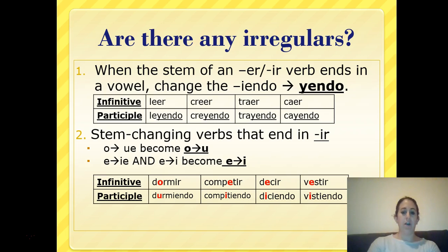So those are our IR verbs. AR verbs that stem change, don't have to worry about them. ER verbs that stem change, don't have to worry about them. You're just going to use the regular root of the infinitive.